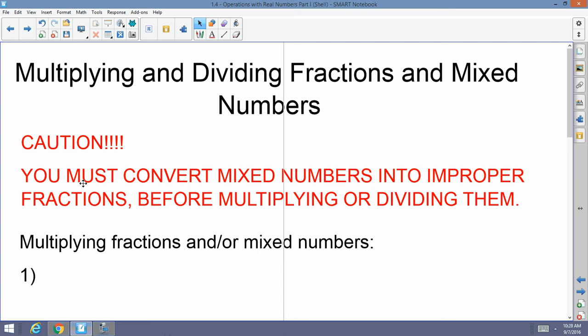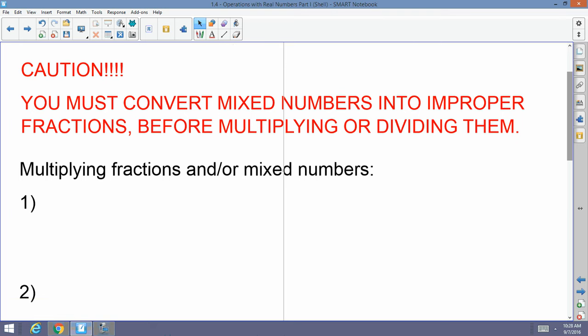You don't have to do that for addition and subtraction. You can, but you don't have to. It's a lot easier actually if you don't do that for addition and subtraction. But for multiplication and division, you must convert the mixed numbers into improper fractions before multiplying or dividing them. Okay? Please remember that. That's why it's in red letters. Please. So, once you got that down though, everything else is pretty simple.